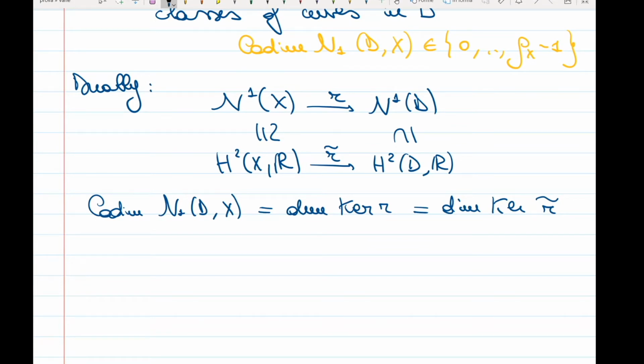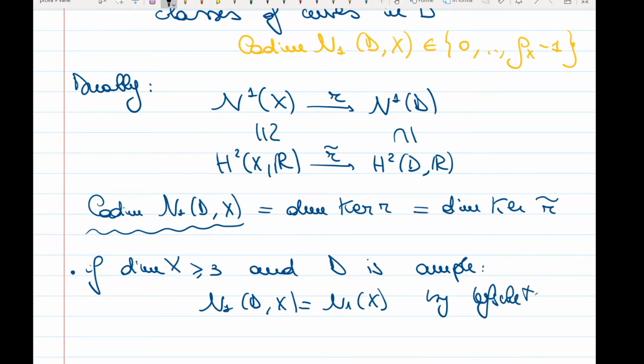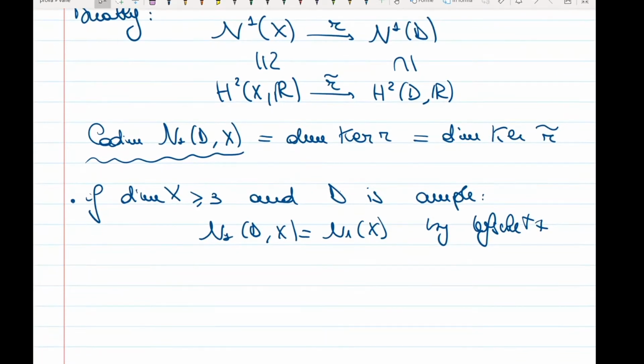Okay, so somehow maybe it's more natural to see this number at the level of the restriction between the second cohomology groups. On the other hand, the way to work with it is really as with 1-cycles. And also, I want to note that if the dimension is at least 3 and D is ample, then N1 of D,X is the whole N1 of X by the Lefschetz theorem on hyperplane sections. Okay, then let's define the Lefschetz defect.